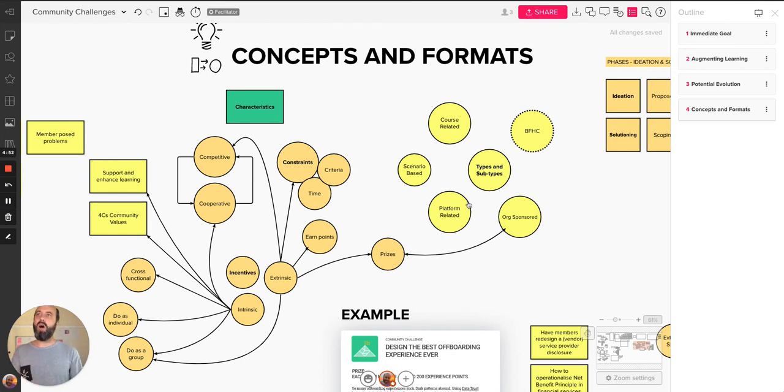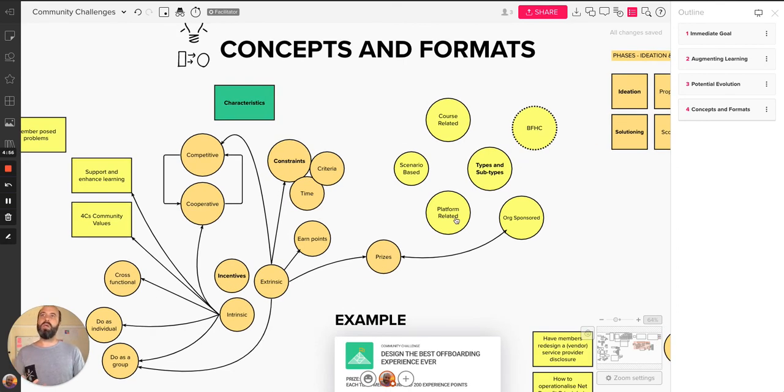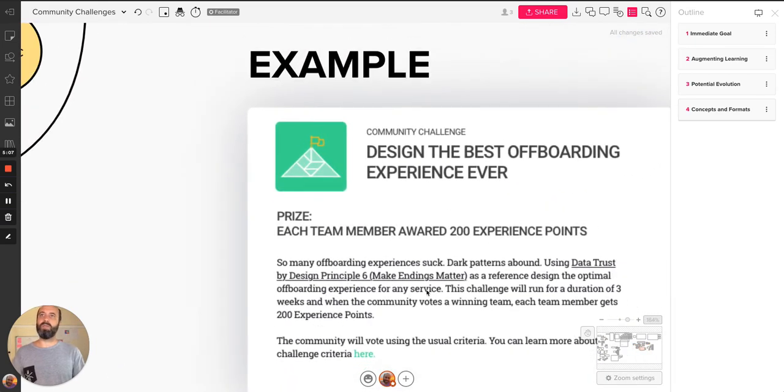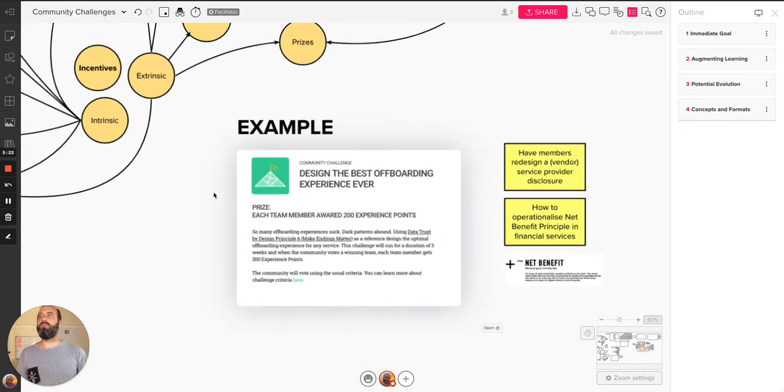There's different types and subtypes of these, from platform-related ones to course-related ones. Things might be course related and platform related. For instance, how to design, as an example, the best offboarding experience for the platform so that people can leave the community, take their data with them, have it in a format that goes into a personal data store that they can leverage for lots of other things. So that might be an example that is both platform related and course related.